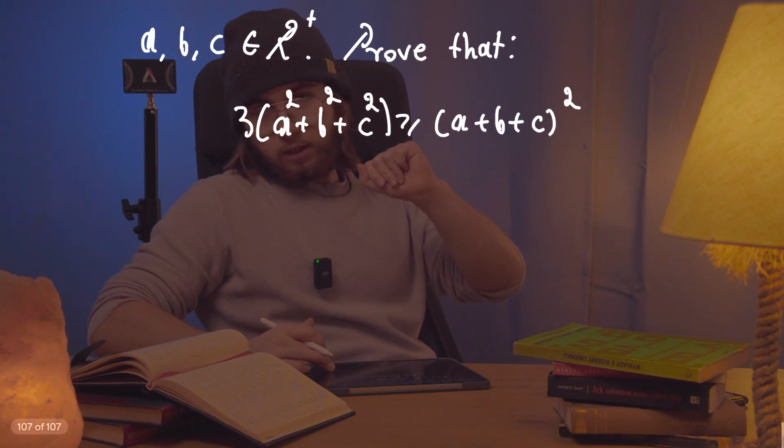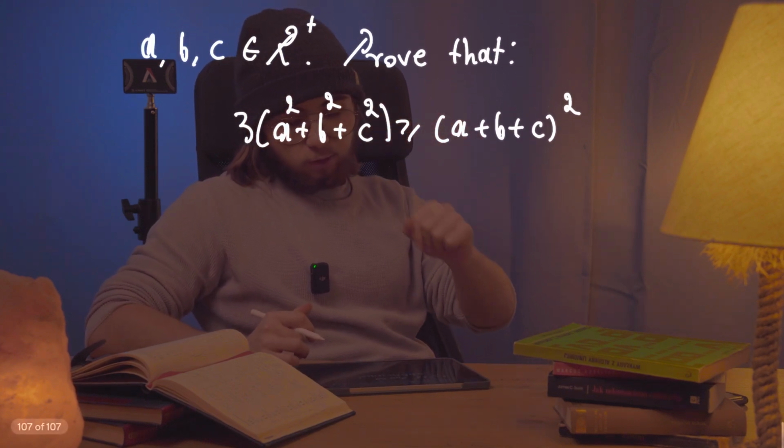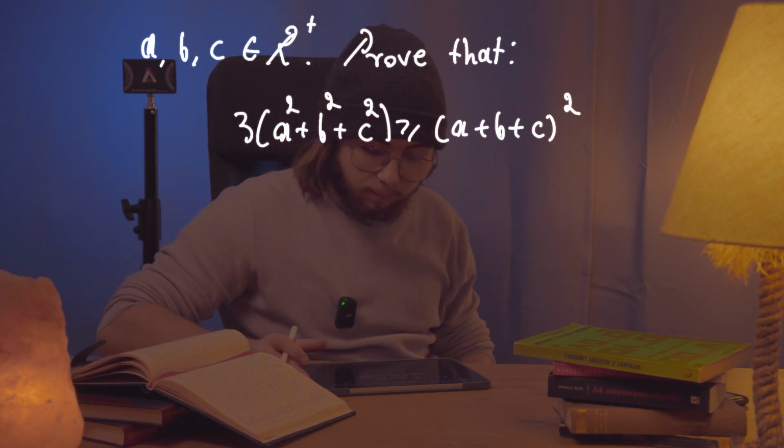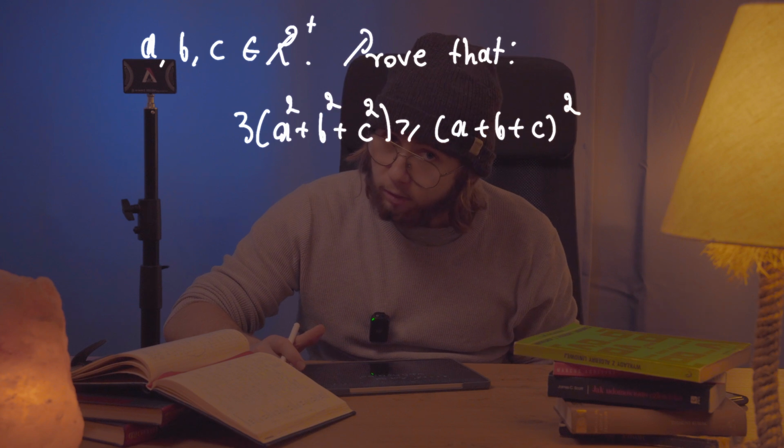Okay guys, so for the first problem, we would like to take ourselves a, b, and c that are positive real numbers, and we're supposed to prove that 3 times a squared plus b squared plus c squared is greater than or equal to a plus b plus c all squared. Okay, so how are we supposed to do it?